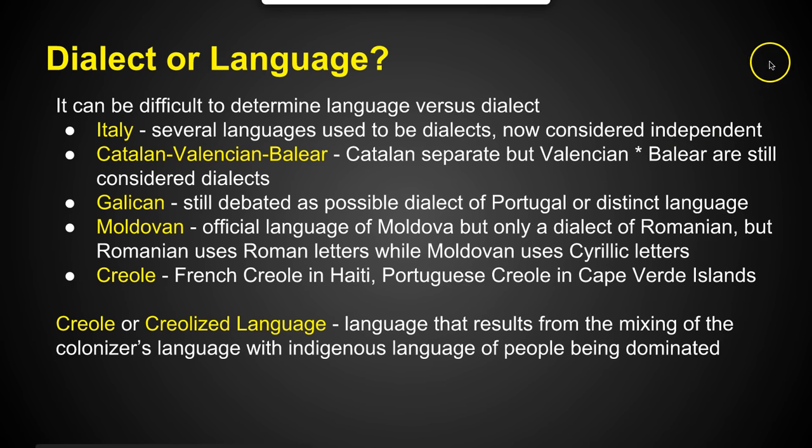So here's some examples of where we're trying to figure out if things are a dialect or a language. Is it all within the same language and just a different dialect, or is it different languages? It can be difficult to do that because they can be very similar. Examples, in Italy, you've got several languages that used to be dialects. Now they're considered independent. In Catalan, Valencian, Bailar, you used to have Catalan separate, but now it's got Valencian, Bailar that are still considered dialects.